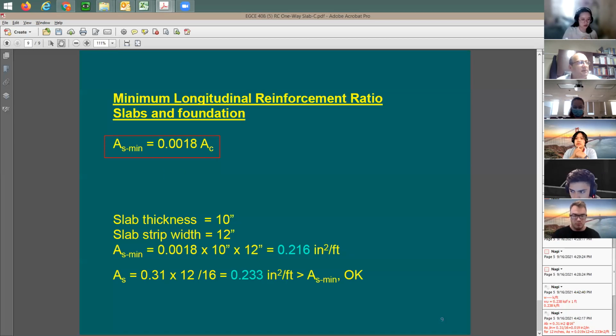Just so you know, this equation here works for slab and foundation. It's right there. It works for slabs and foundation, for both of them, not just for slabs. You provide a minimum of 0.0018 times the concrete cross-sectional area.